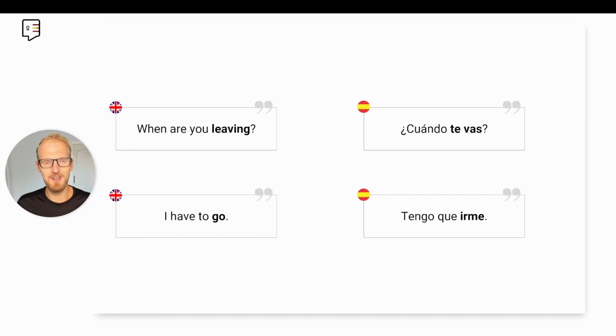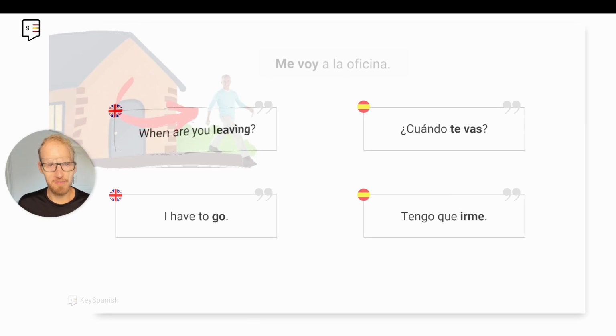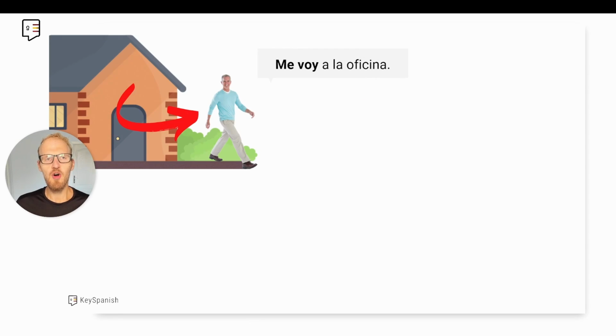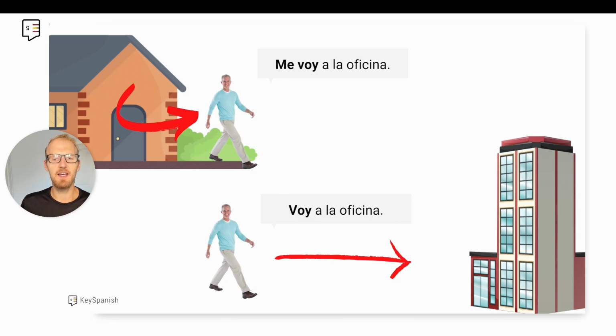So here is the issue, and that in English you use this interchangeably sometimes, but in Spanish there is a distinction that we need to be aware of. So when I'm saying me voy a la oficina, what I want to emphasize is the place I'm leaving behind. If, however, I say voy a la oficina, the emphasis is on my destination.